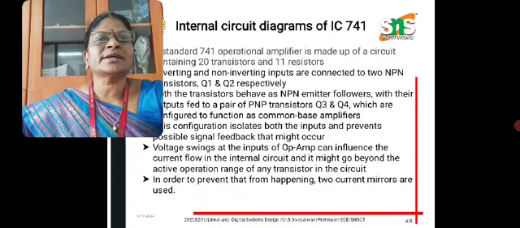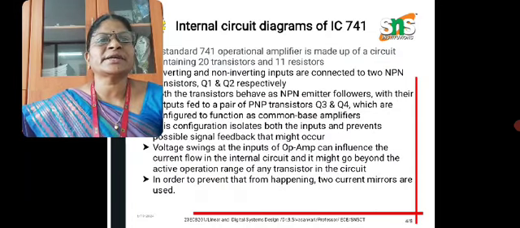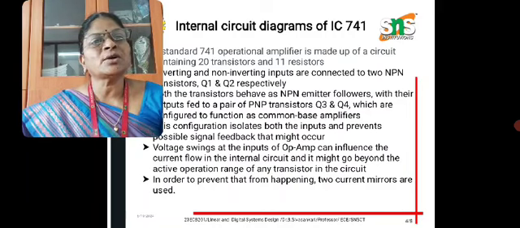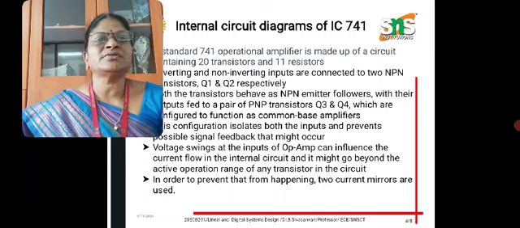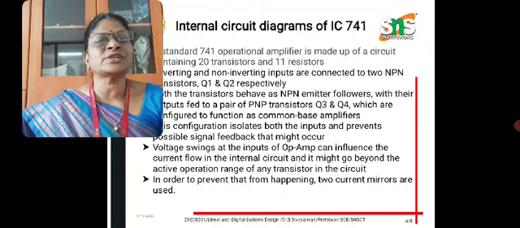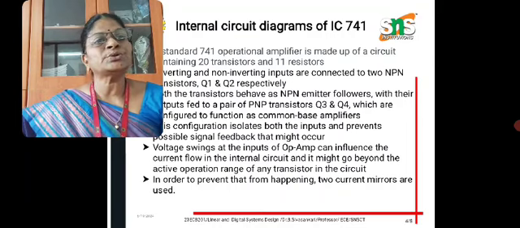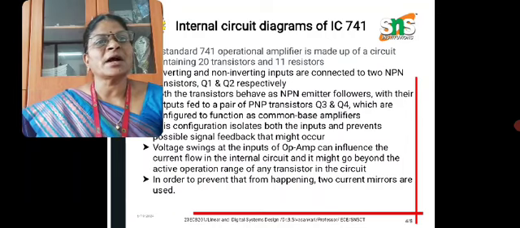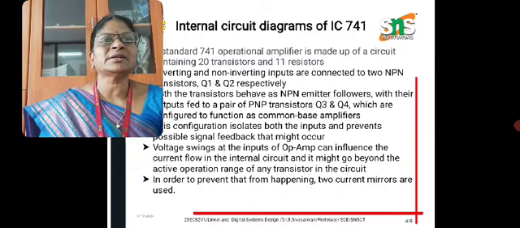With this block diagram, as I said, the 741 amplifier is made up of a circuit containing 20 transistors and 11 resistors. The inverting and non-inverting inputs are connected to two NPN transistors, Q1 and Q2 respectively. Both transistors behave as NPN emitter followers with their outputs fed to a pair of PNP transistors Q3 and Q4, which are configured to function as common base amplifiers. This configuration isolates both the inputs and prevents possible signal feedback that might occur.